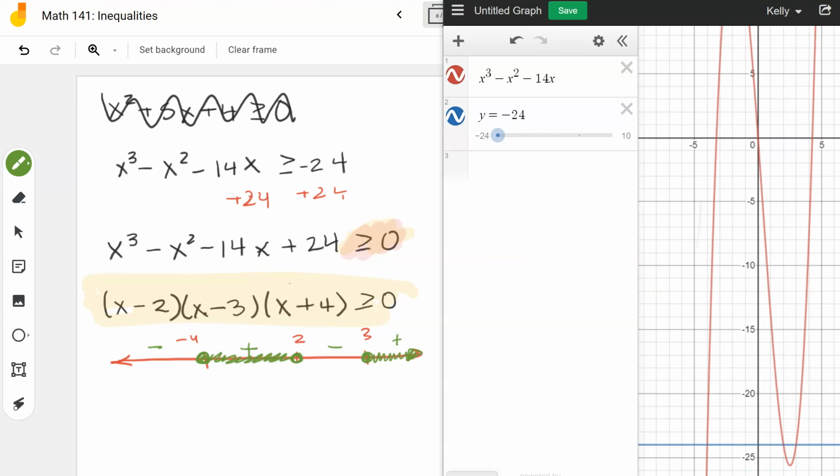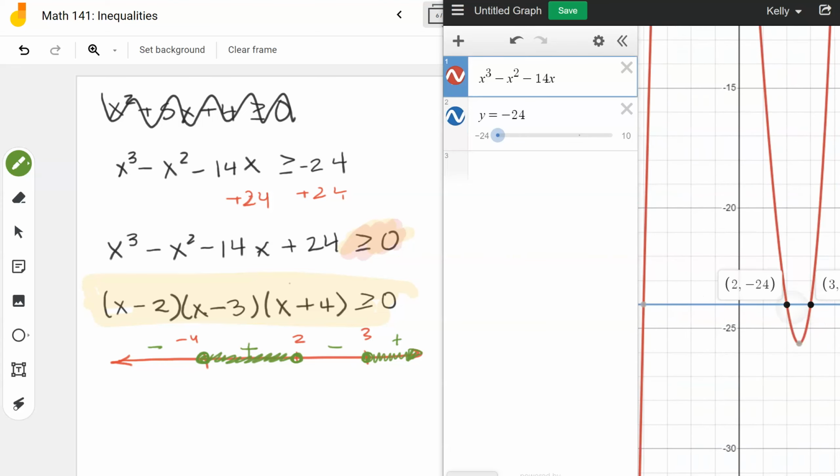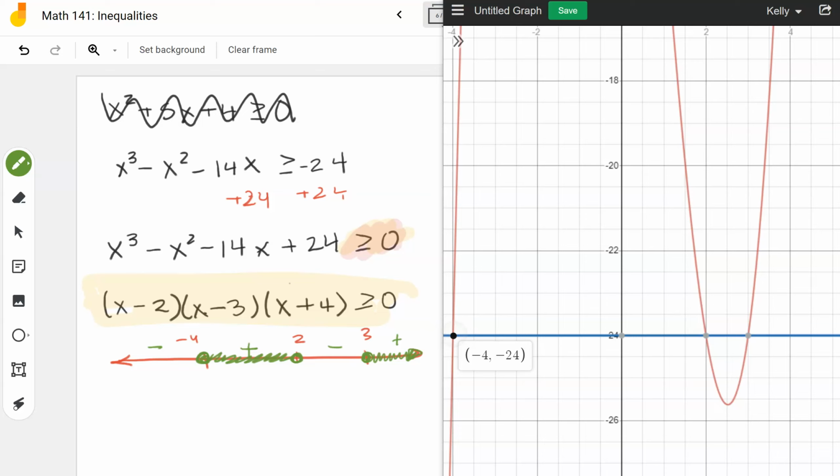So we could take this graph, we could scroll over, we could see negative 24. We could click here, negative 4, 2, and 3. That's exactly where our zeros were. Let me actually make that go away. So we got our negative 4, our 2, and our 3.